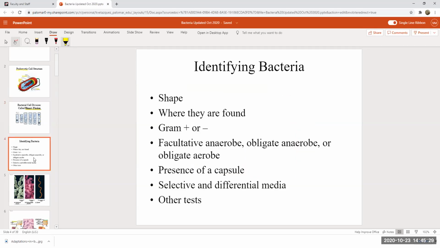The way we identify bacteria, you will learn a lot about if you go on to take microbiology. This is just a quick list of some basic ways. So shape, where they are found in the body or in the environment, whether they're gram positive or negative using a test called a gram stain, their oxygen requirements, whether they have a capsule or not, whether they grow on certain types of media or not, and other tests that can be performed.